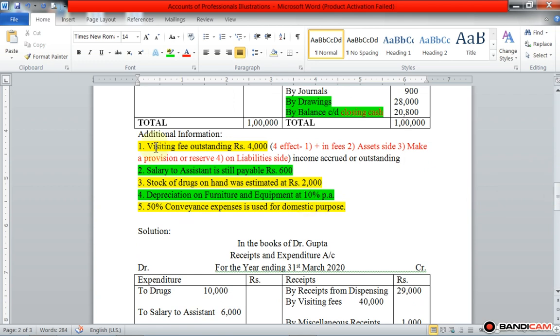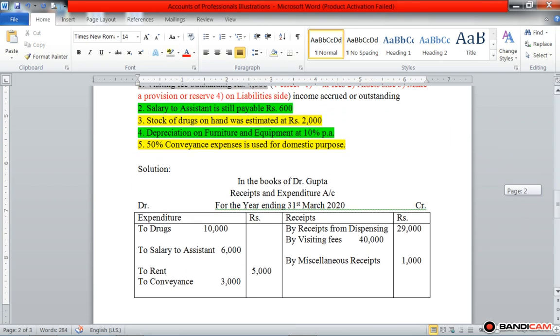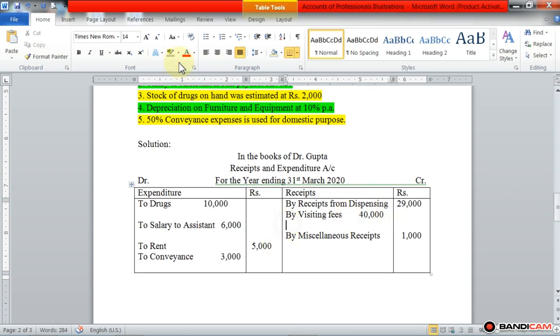First of all, we solve this. We give the effect of the first additional information. Okay, we give the effect of four additional information here. So add in that income. So here first of all we add outstanding visiting fees.